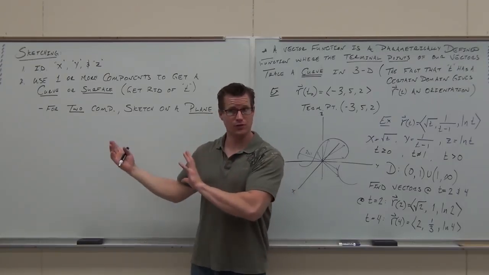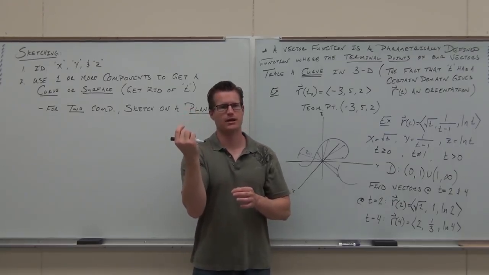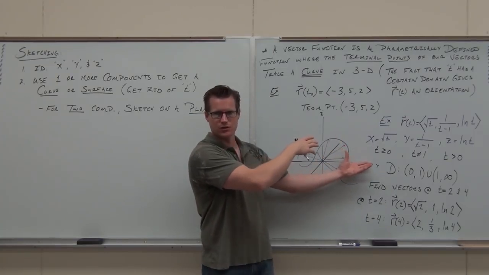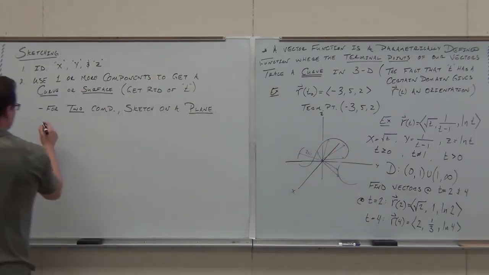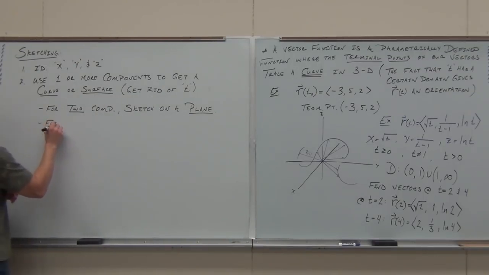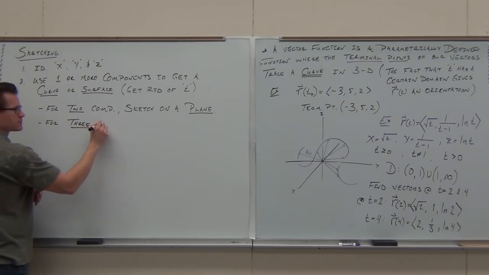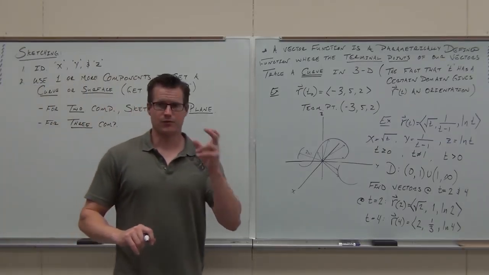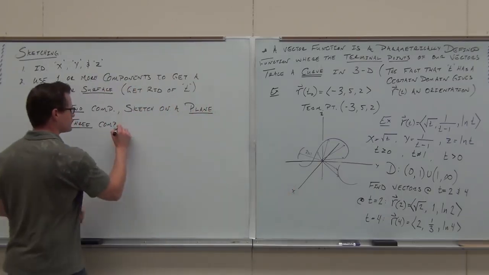So these things are not surfaces, but they can travel along surfaces. That's the difference here. I don't know if you understand the concept. So are these vector functions surfaces or curves? Curves. But they can be traveling along surfaces. So for three components, the curve, the vector function, will be on a surface.